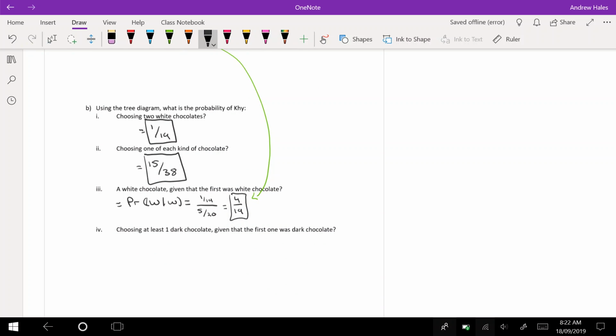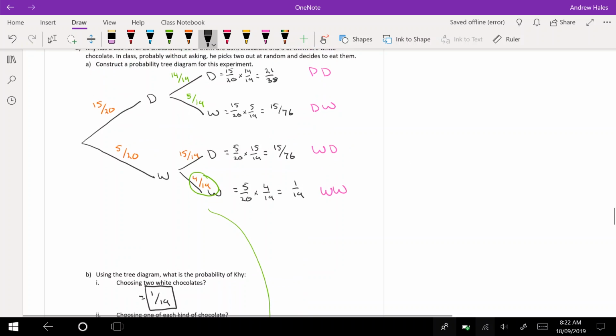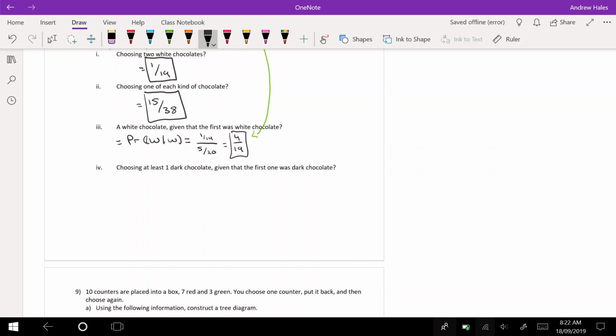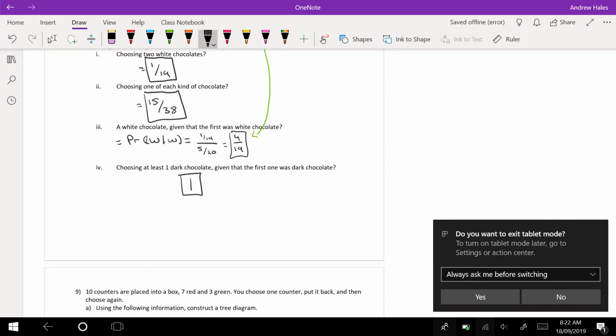Choosing at least one dark chocolate, given that the first one was a dark chocolate. Let's think about this logically. If you pick a dark chocolate, what is the probability that you're going to have at least one dark chocolate when you finish? If you've already picked a dark chocolate, you are guaranteed to have a dark chocolate. That is going to just be 1. It has to be. You are guaranteed at least one dark chocolate if you chose a dark chocolate to begin with. You could use the formula for that one if you really wanted, but sometimes it's just easier to think logically about these questions.